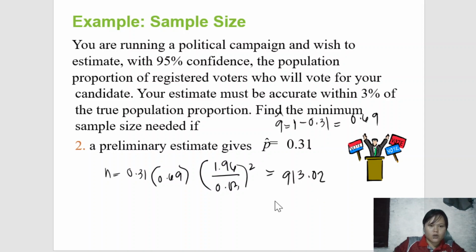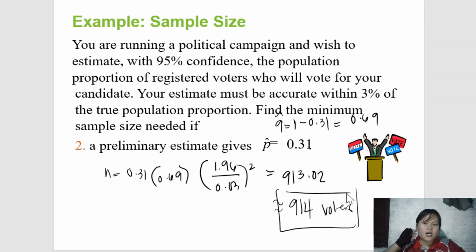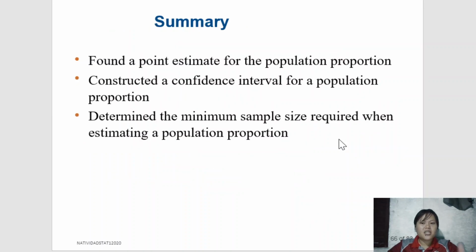913.02. Or nearly, kailangan nyo mag-survey ng, syempre may 0.02. So, it's safe to say na kailangan nyo mag-survey ng 914. Okay? You have to survey 914 voters. Okay? Para makakuha ng 95% confidence level with preliminary estimates of 0.31 and negative of 0.69. Okay, so in summary, that's how you would get the confidence interval for the proportion.